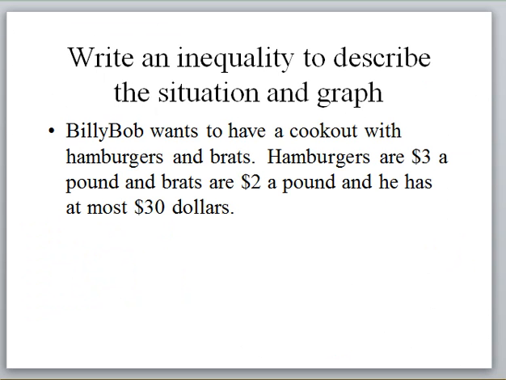The last example is in story problem form. What we're going to do is write an inequality to describe the situation. So Billy Bob wants to have a cookout with hamburgers and brats. I'm going to call my hamburgers my x and my brats my y. It doesn't matter which one's which. Hamburgers are $3 a pound. So for every pound of hamburger I buy, it costs $3. And so I'll be adding on some money, $2 a pound for each brat. So 2y. And he has at most $30.